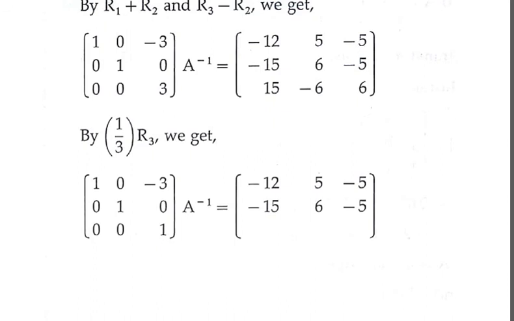So 15 multiplied by 1/3 is 5. My next value is minus 6, so minus 6 multiplied by 1/3 is minus 2. Next value is 6, and 6 multiplied by 1/3 is 2. So this is the way we get the third row, and automatically this third row value is converted to 1.